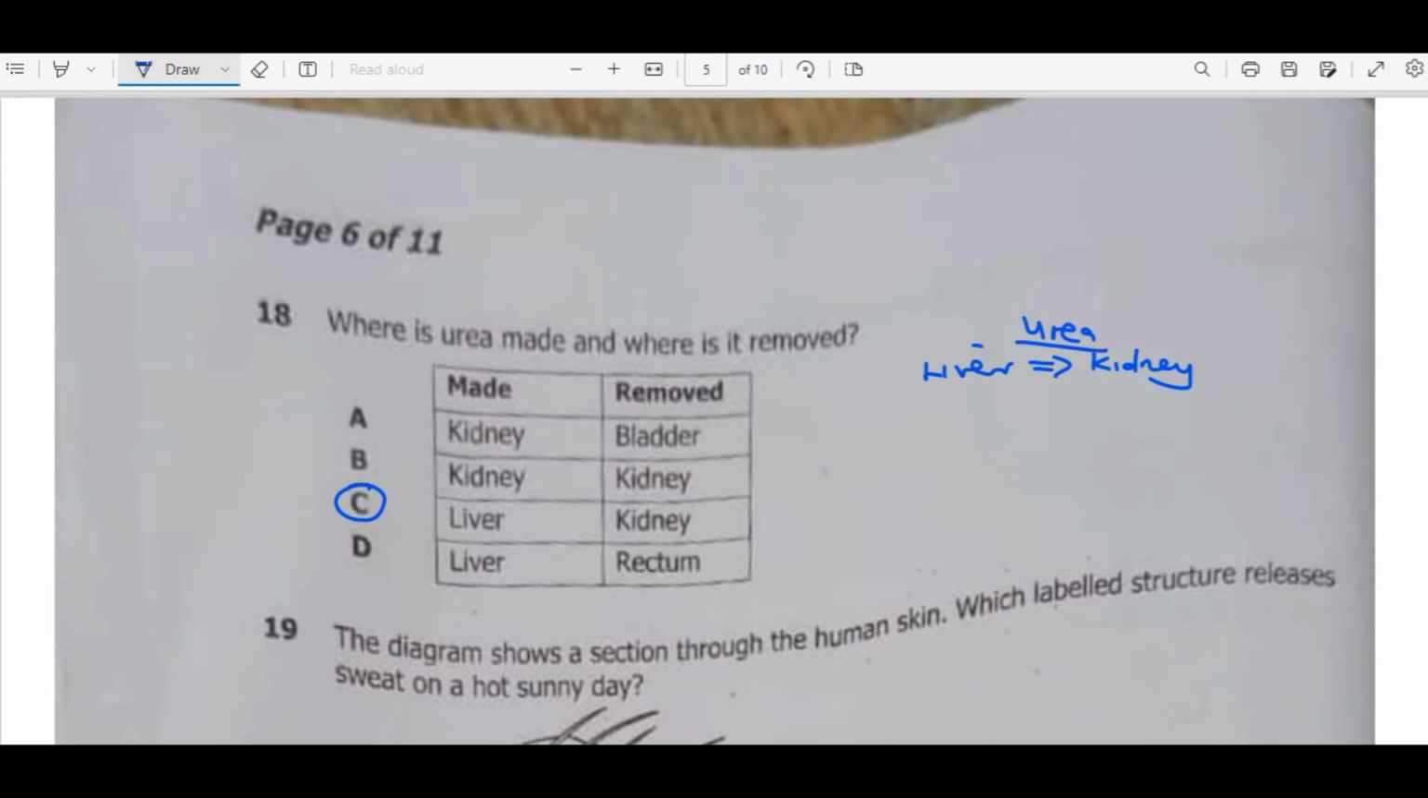So we can move to question 19. So the diagram shows a section through a human skin.